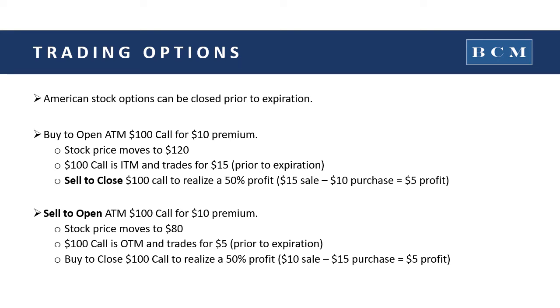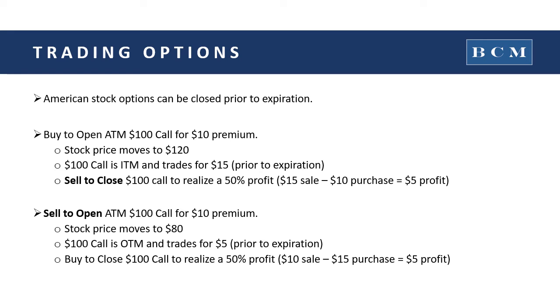Another example is we can start by selling an option. So instead of starting by buying and then later selling it, we can start off by selling an option, taking a short position. And when we do that, when we start by selling, that's known as sell to open. For example, let's say we sell to open an at-the-money $100 call for $10. So we're selling a call, we're taking a short position. Now, let's say the stock price goes down. It goes from 100 down to $80 prior to expiration.